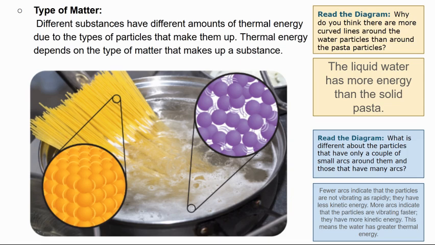So these little arcs, these little lines, mean that they're moving and vibrating faster and that they have more kinetic energy, which means that they have more thermal energy. So a liquid would have more thermal energy than a solid.